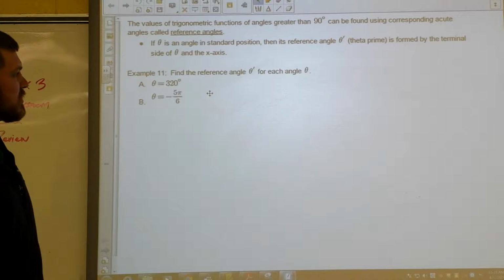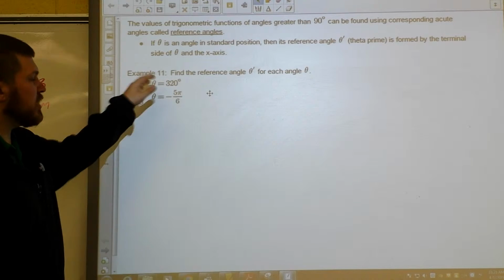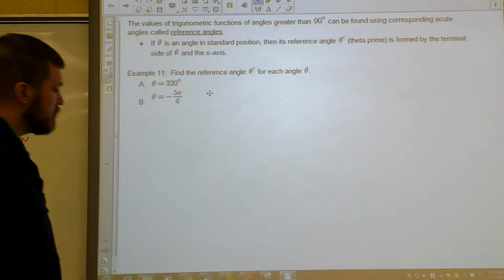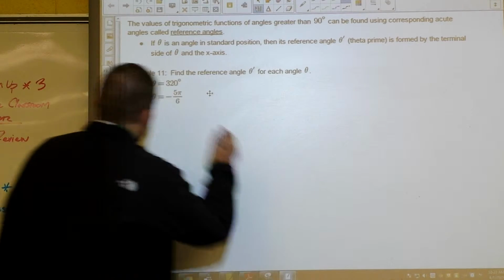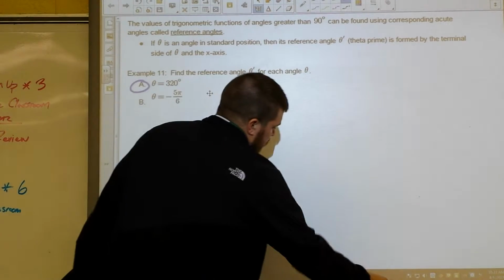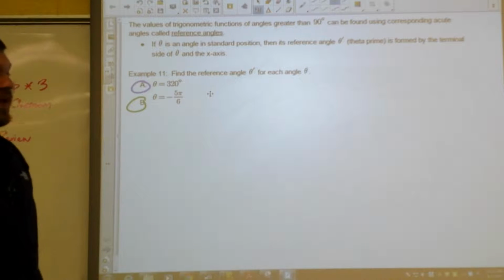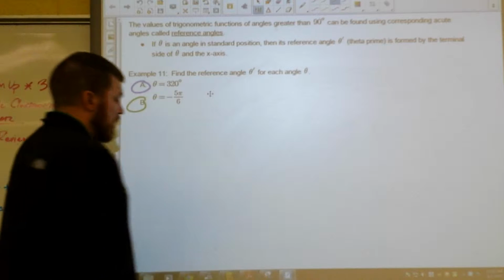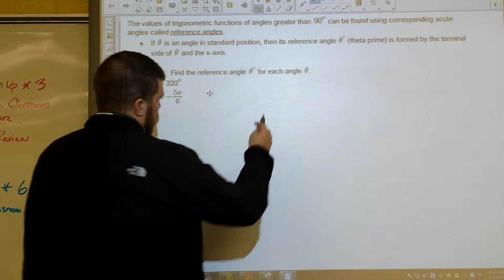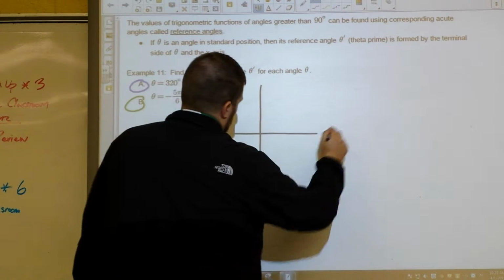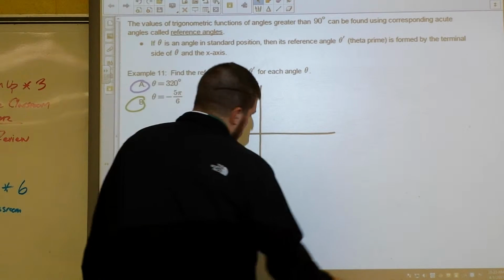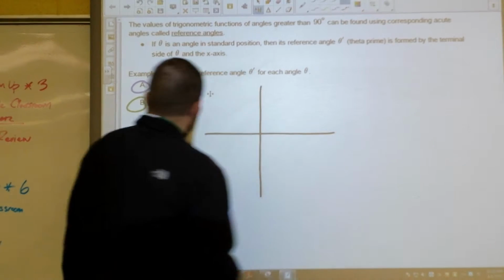So I want to find the reference angle theta prime for each given theta. I'm going to do A in blue, B in green. Notice that A is in degrees, and B is in radians. Let's start off by drawing a sketch. Each angle theta is in standard position. Let's do part A first.